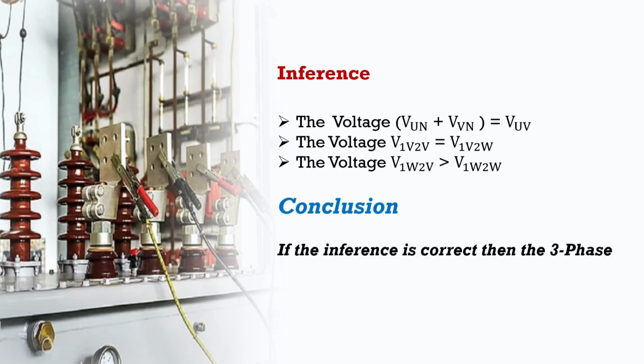If the vector group Dy11 is there, then the voltage VUN plus VVN should be equal to VUV. Similarly, the voltage V1V, 2V should be equal to V1V, 2W. Similarly, the voltage V1W, 2V should be greater than V1W, 2W. Once this inference is correct, then we can definitely say that the transformer vector group is Dy11.